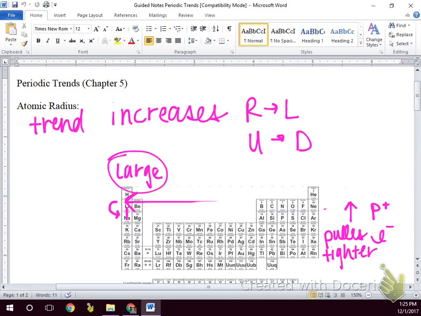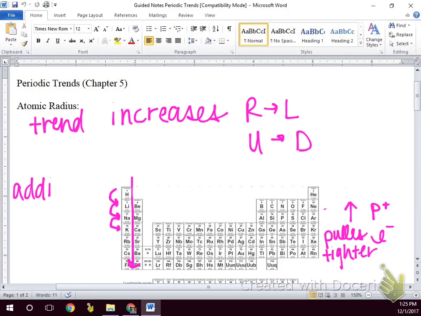As we go down a group, what happens to our energy level? It gets higher, right? We increase. And so that increase in energy level means we add a shell. Okay, so as we add shells of electrons, that's automatically making our atom bigger. Right? So the reason for an increase as it goes down is that we're adding electron shells.